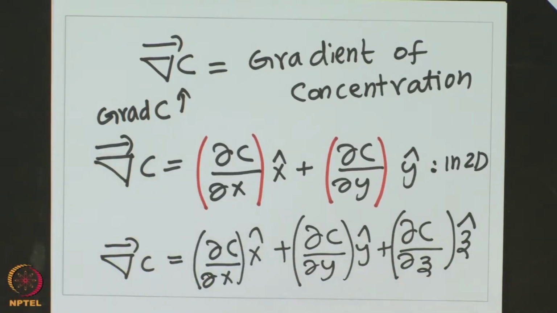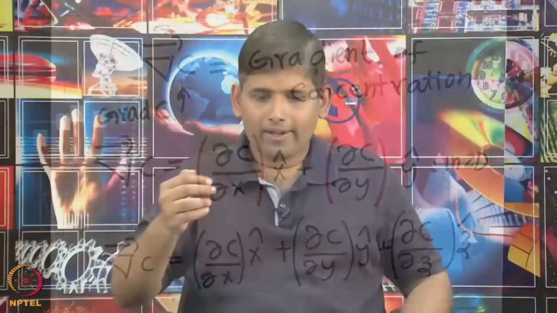Now, of course, as we said, this has the dimension of concentration in space, in per length. So, like change in concentration per unit length. So that is the dimension of this quantity.